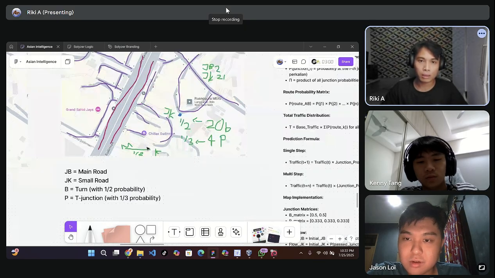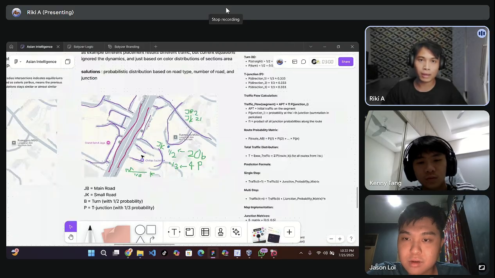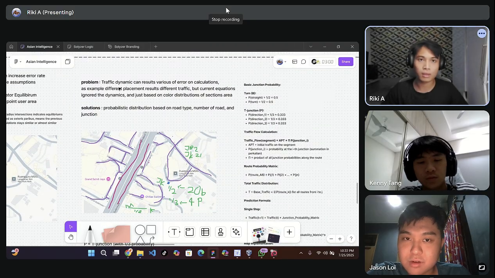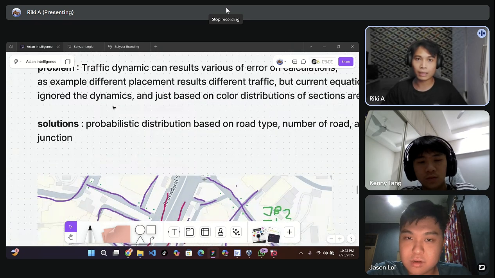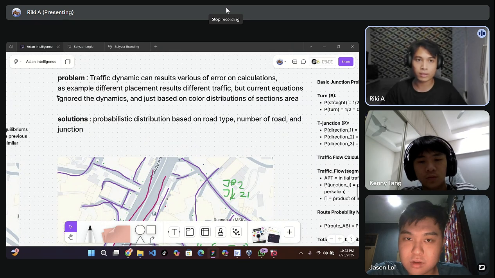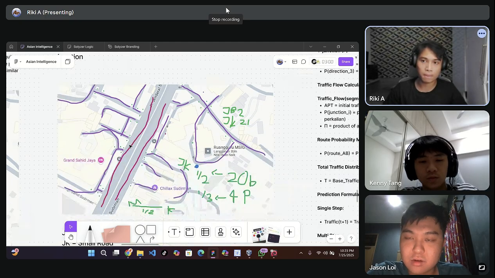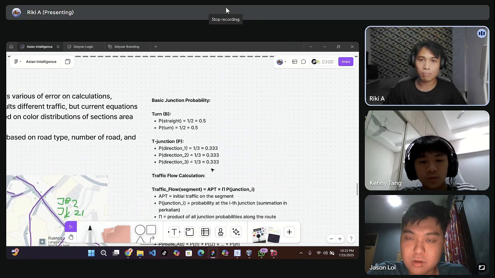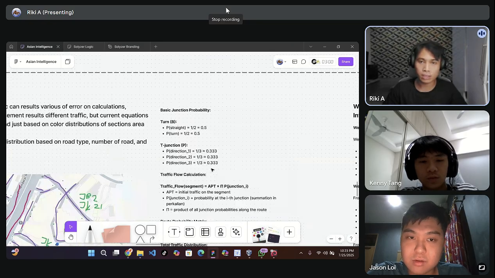Also, we develop a more robust equation to predict the probability distributions. The problem is the traffic dynamic can result in various errors on calculations. As an example, different placement results in different traffic. But current equations ignore the dynamics and are just based on color distribution of section areas. So the solution that we developed is a probabilistic distribution based on road type, number of roads, and the junction. And we try to implement the basic junction probability distribution based on the area.